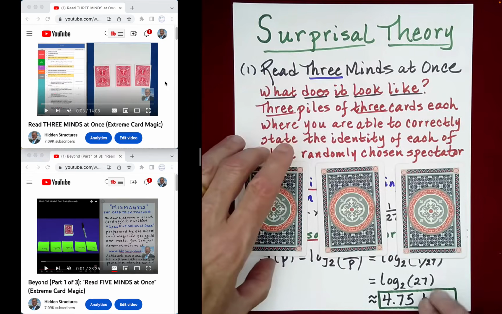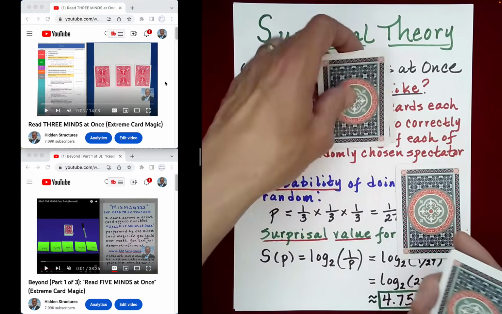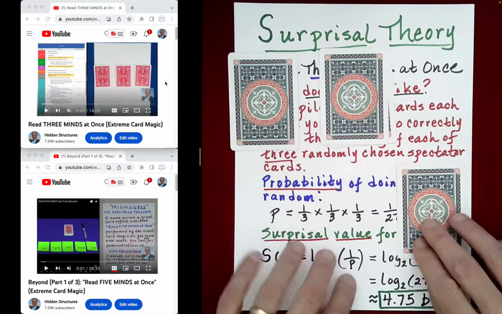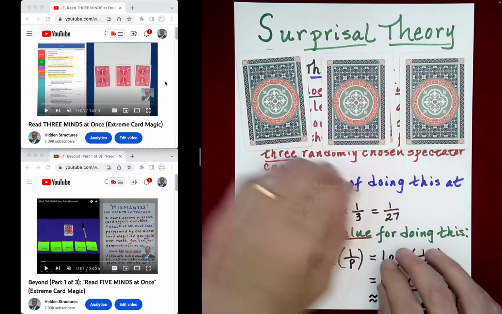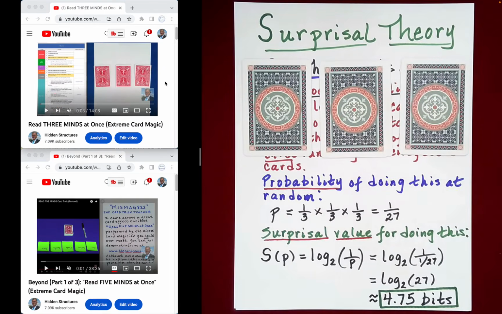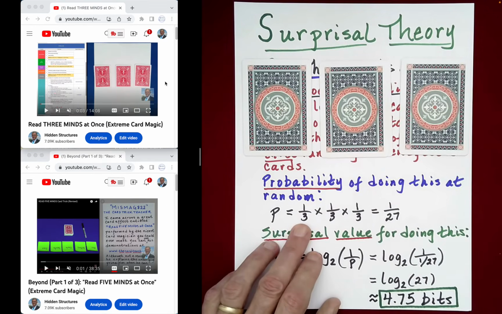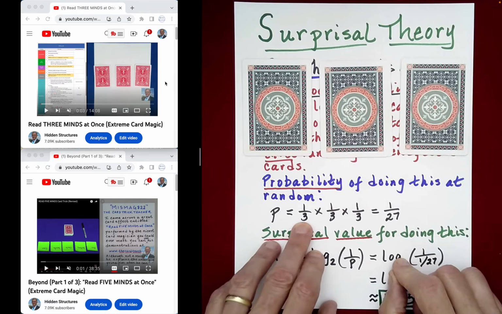So what we're going to do now to tie it to information theory, let me just move these up here. We're going to first calculate the probability that I could, by chance alone, guess the correct card. And the probability of doing that by chance alone would be the following. For the first pile of 3 cards, for me to randomly guess the spectator's first chosen card, there would be a 1 out of 3 chance of me doing that.